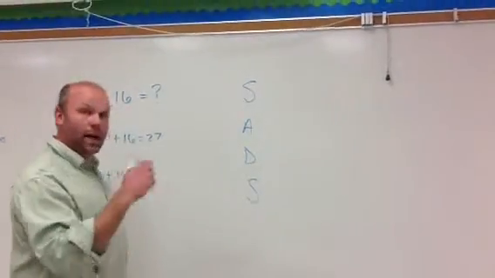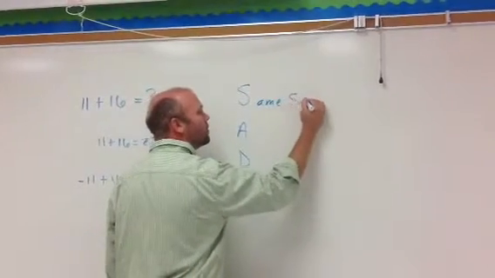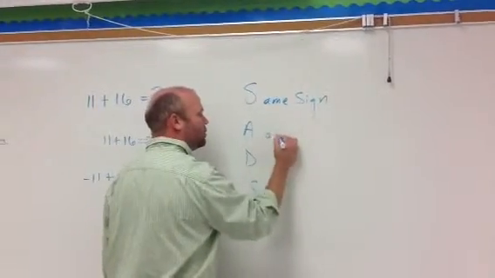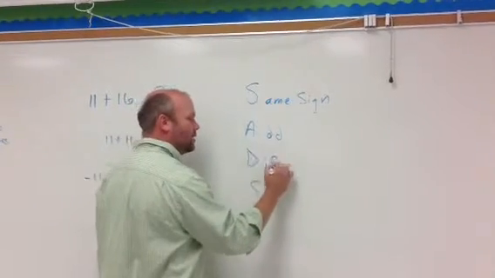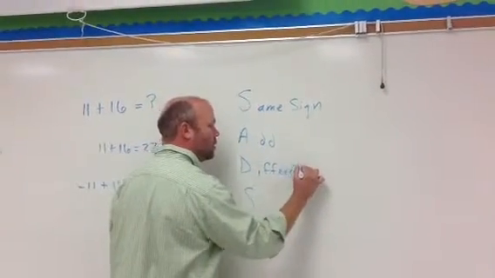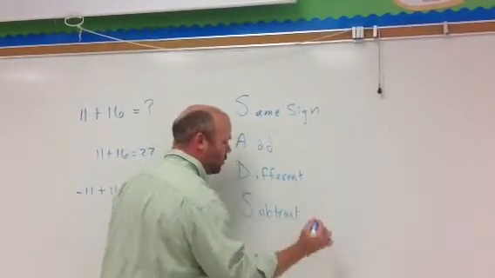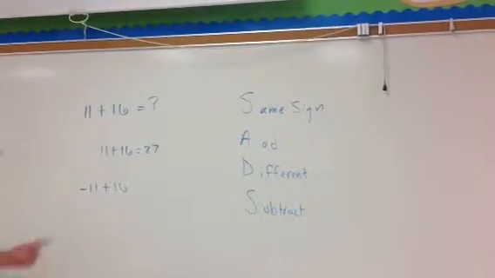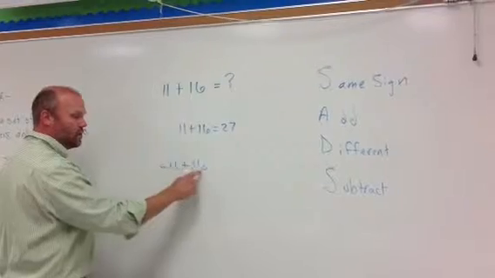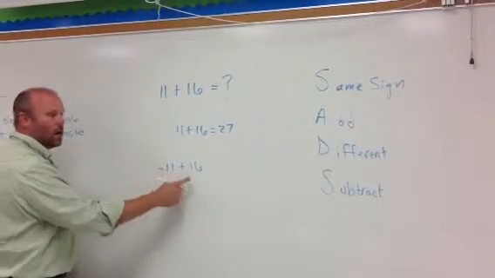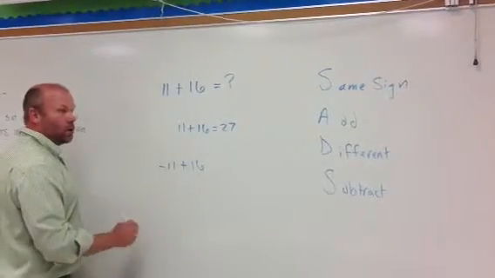And the rule says when adding integers, if we have the same sign, we add the numbers. If we have different signs, we subtract the numbers. Okay? So if we go back to this problem that we were trying to solve before we decided to talk about SADS, we have different signs. We have a negative number here, and we have a positive number here. One's negative, one's positive. So we're going to resort to our rule.